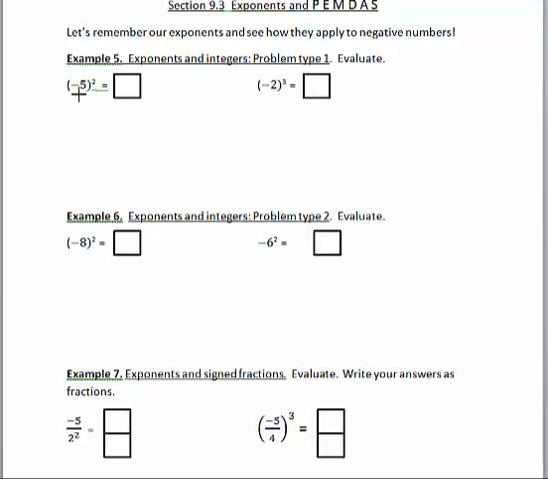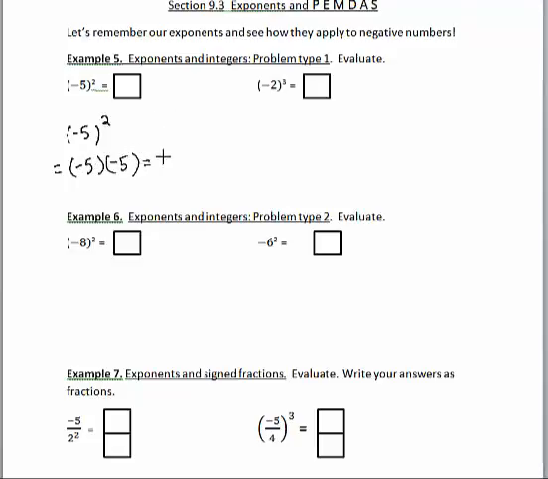Okay, well, what you need to notice in example 5 is that we have a pair of parentheses here with an exponent immediately on the outside to the right. What this means is that we take all of everything on the inside of the parentheses and write it twice. Essentially multiplying that times itself. And so since we have a negative 5 here and it's squared, and both the negative and the 5 are on the inside of the parentheses, we write a negative 5 twice.